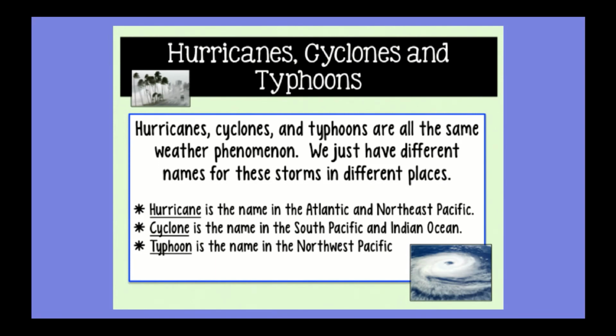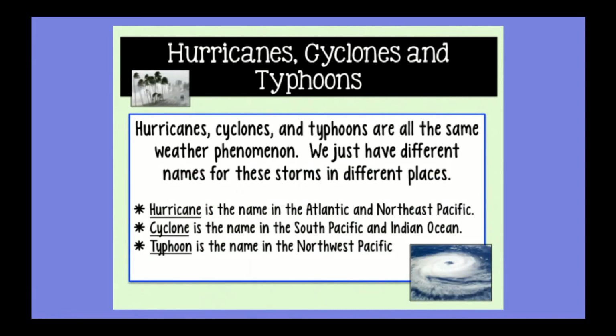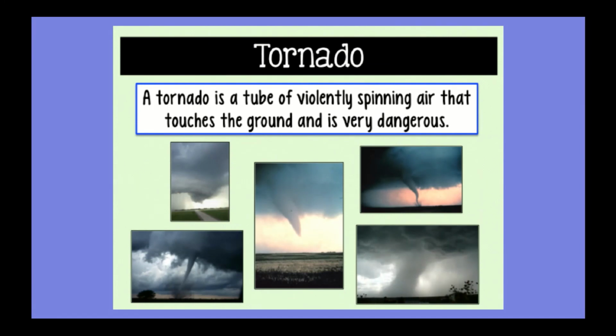So a hurricane is the name if the storm occurs over the Atlantic and the Northeast Pacific. A cyclone occurs in the South Pacific and Indian Ocean, and a typhoon takes place in the Northwest Pacific. So pretty interesting that these are all the same weather phenomena. Again, that's circular air movement over warm ocean waters. It just depends on where it's at. So those are the main types of disaster weather.